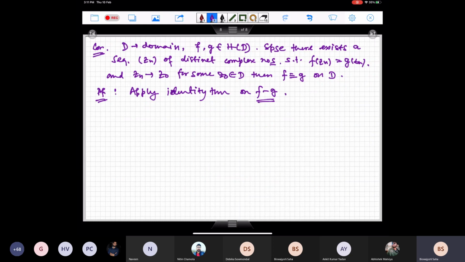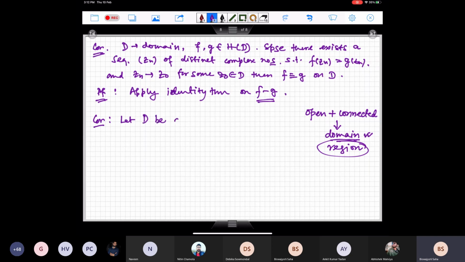Now I want to give you another corollary. If you remember, at some point I told you that an open and connected set we will call a domain. In general, other books also call it a region or things like that. So I said I call it a domain for a particular reason. What is the reason? The reason is the following. Let D be a domain.